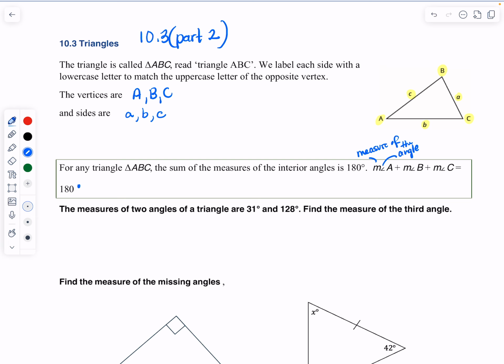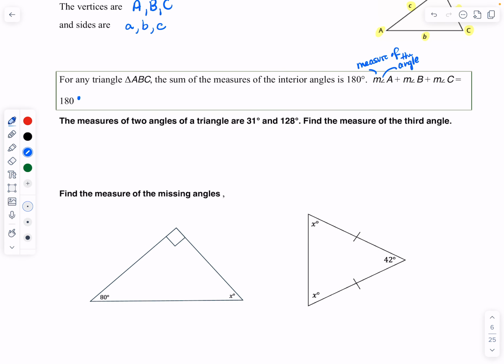The measures of two angles of a triangle are 31 and 128. Find the measure of the third angle. To do this, I'm going to add 31 plus 128 plus the missing angle x, because if it's a triangle, it has three angles, right? And we set this equal to 180 degrees because the interior measures sum to that. When I add 31 and 128, I get 159 plus x equals 180.